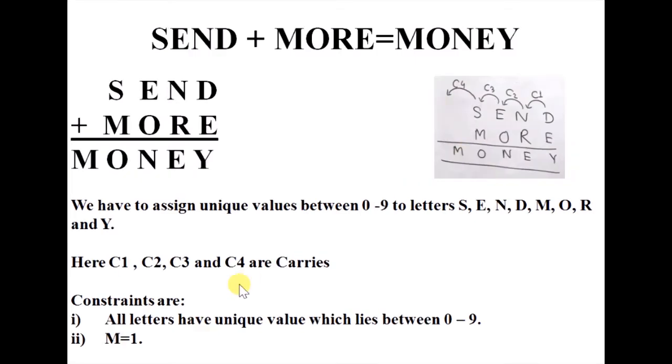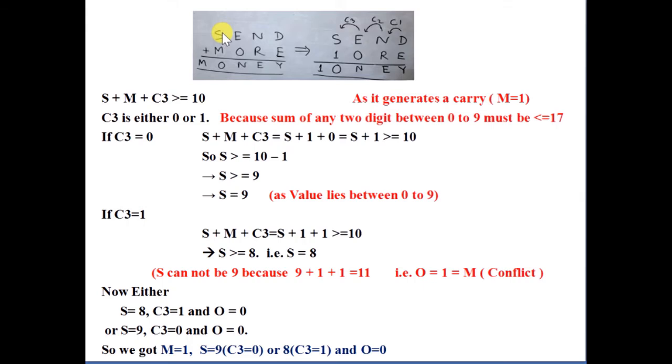The initial constraints in these problems are that all letters have unique values between 0 to 9, and M equals 1. Here we can see S plus M generates a carry. Actually, S plus M plus C3 generates a carry. That means S plus M plus C3 must be greater than or equal to 10. Since C3 is a carry, it is either 0 or 1. If C3 equals 0, which implies S is greater than or equal to 9. We have values only 0 to 9, that means S equals 9. So if C3 equals 0, S will be 9.